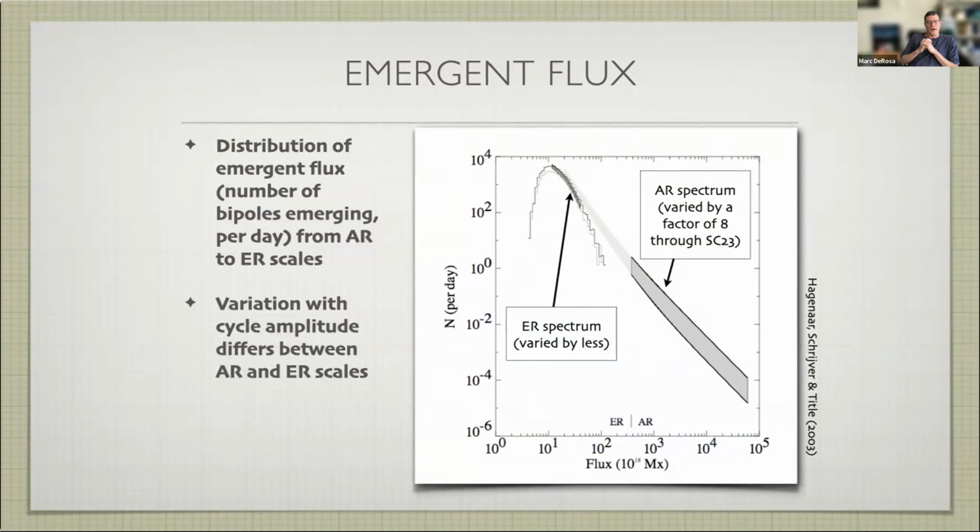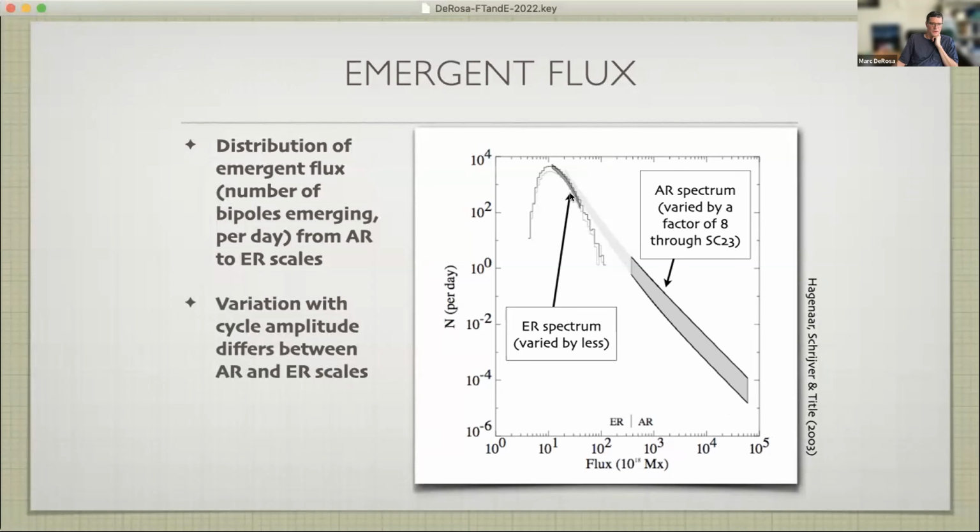So if you try and identify the emergent bipoles, which is fraught with some observational difficulties, I must say, having tried to do it myself, one of which is that you sometimes get different answers depending on the spatial resolution of the data you're using. But after you try and account for that, which is what Mandi Hagenaar et al. have done here, you can try and define what looks like a distribution of emergent flux from active region size scales all the way down to the smallest ephemeral region size scales.